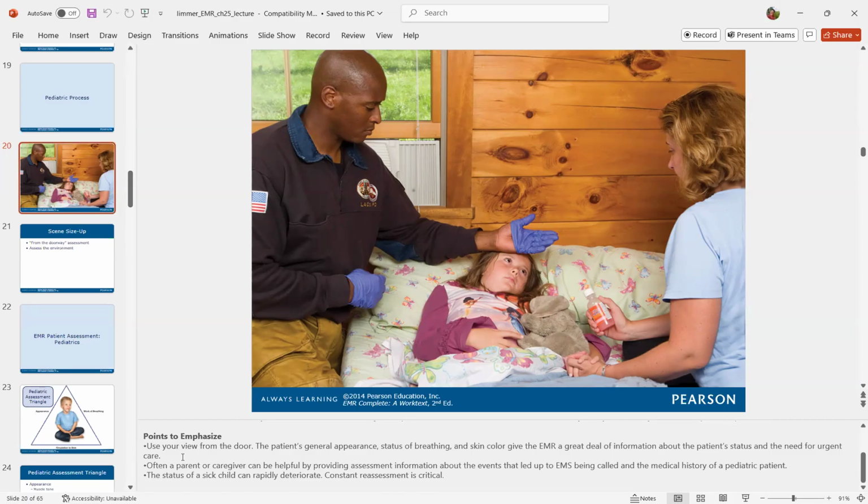So using the view from the door, the patient's general appearance, their status of breathing, and skin color gives us as first responders a great deal of information about the patient's status and need for urgent care. Usually you can walk in and think, that patient's pretty sick. Often a parent or caregiver can be helpful by providing assessment information about the events leading up to our reason for being called, and any medical history that kid might have. The status of a sick child can rapidly deteriorate, so we want to constantly reassess if they're critical.